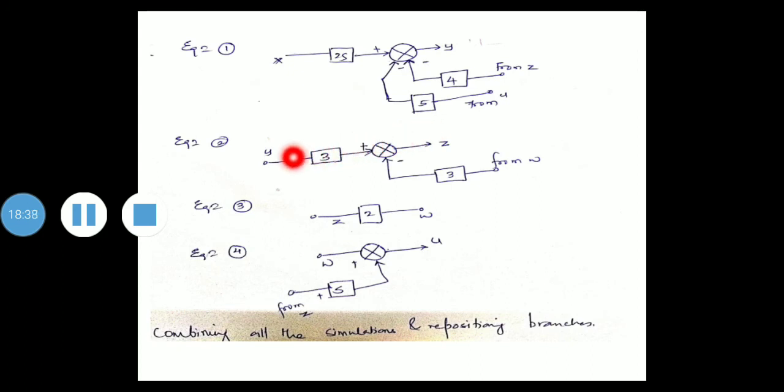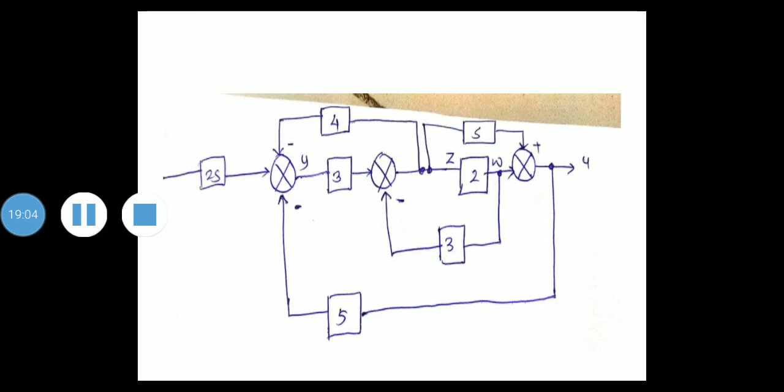Similarly for Y to Z: 3Y is coming to a summing point. One more signal, 3W with minus, comes to the summing point, and from there to Z. Next, equation 3, Z to W: Z into 2 will be W. Equation 4, from W to U, is this summing point. Combine all these equations and branches.